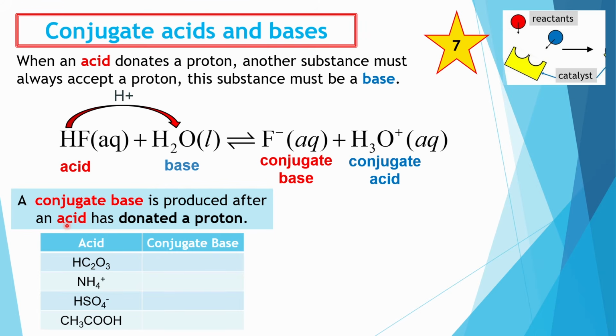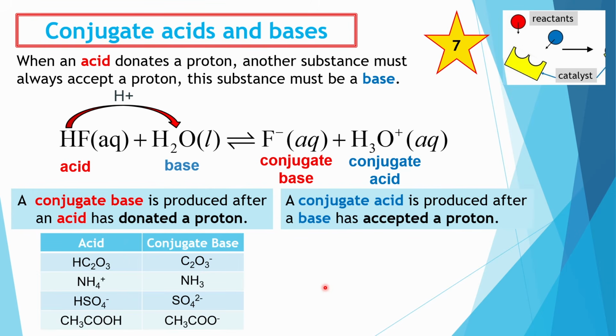So let's have a look here. Here's a whole bunch of acids. What would its conjugate bases look like? Well, if I want to work out what the conjugate base is from the acid, I remove a hydrogen and I remove a positive charge. So HC2O3 becomes C2O3 minus. NH4 plus loses a hydrogen, NH3, no charge because it lost a positive charge. HSO4 minus becomes SO4 minus, it lost a hydrogen and it lost a positive charge, it got one more negative, and CH3COOH becomes CH3COO minus.